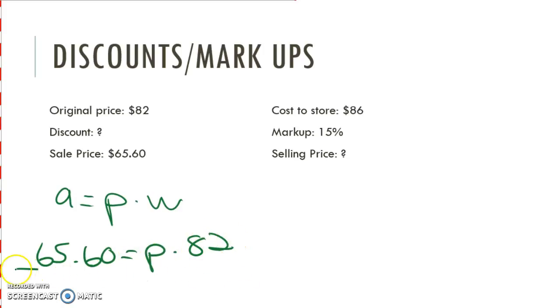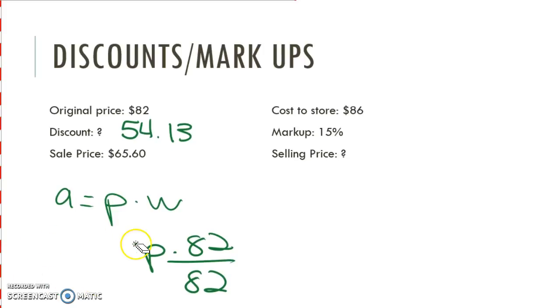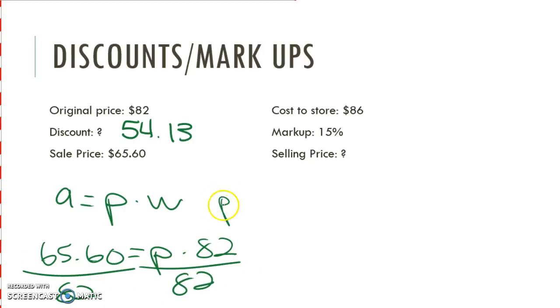And now I'm going to solve for P, so I'm going to divide each side by 82. 65.60 divided by 82 is, let's see here, 54.13. So that's going to be my value for P. But what we have to make sure that we do, actually, my bad, I did the math wrong here. I got the wrong answer. But I'm going to plug in those same numbers. So my part is 65.60. I'm searching for my percent, and I know that my whole is 82. I divide each side by 82. If you do that correctly, P is equal to 0.8.